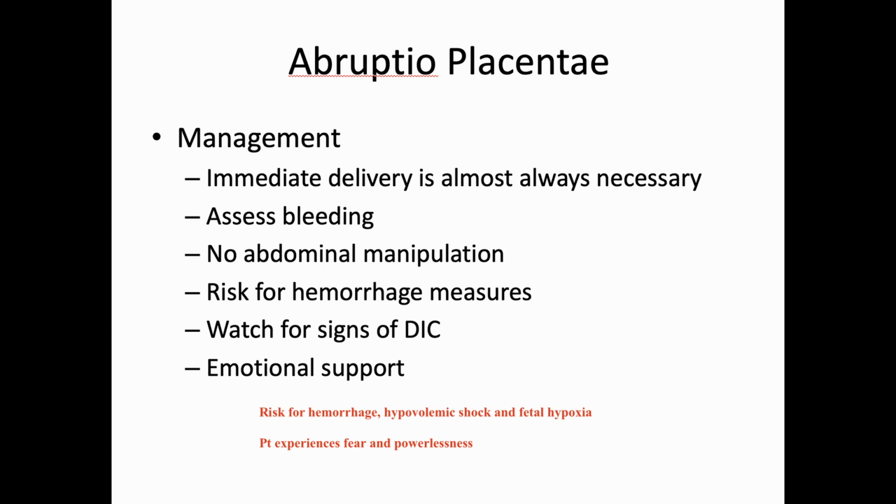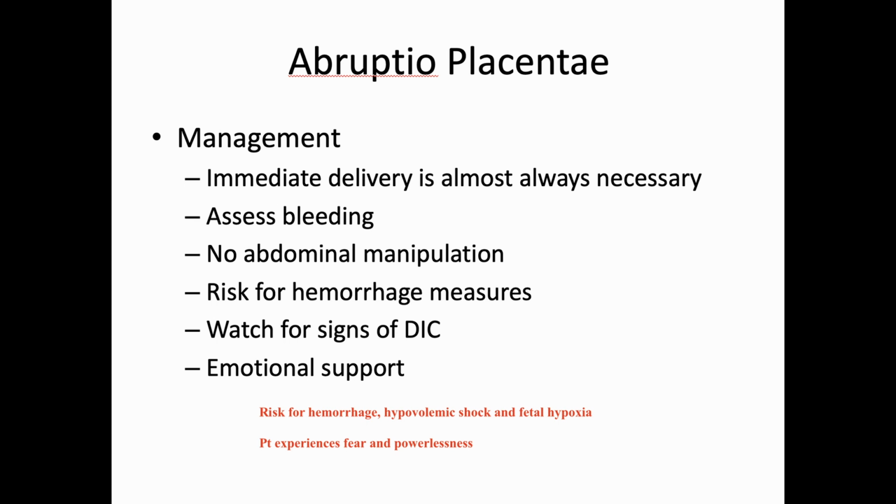So we're going to assess bleeding, no abdominal manipulation, obviously all of our hemorrhage measures. We're watching for DIC, which we'll talk about in a second. Emotional support. This is very scary. This is miserable, right? So for this to happen, especially if the baby doesn't survive, mom may end up really bleeding out, it could kill somebody, or she ends up in the ICU for weeks. Like, this could really be a horrible situation. So definitely emotional support. But for the most part, it's just immediate delivery.